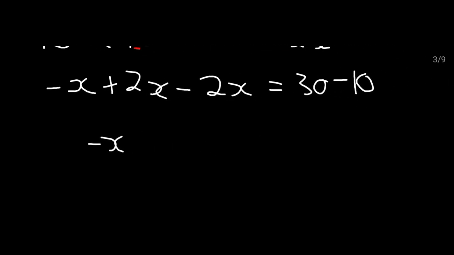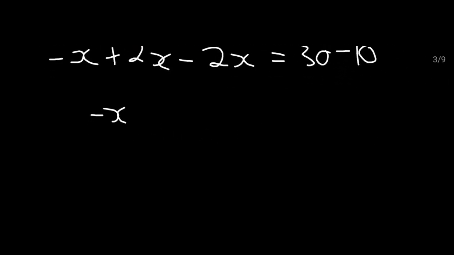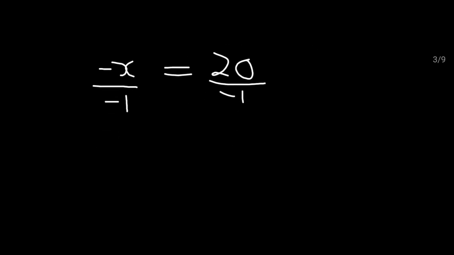Just add the coefficients. So yeah, negative x here, and then equal to 30 minus 10 is going to be 20. So remember, the question says solve for x, not solve for negative x. So we have to remove that negative sign. Then we're going to divide both sides by negative 1. Then x equals negative 20.